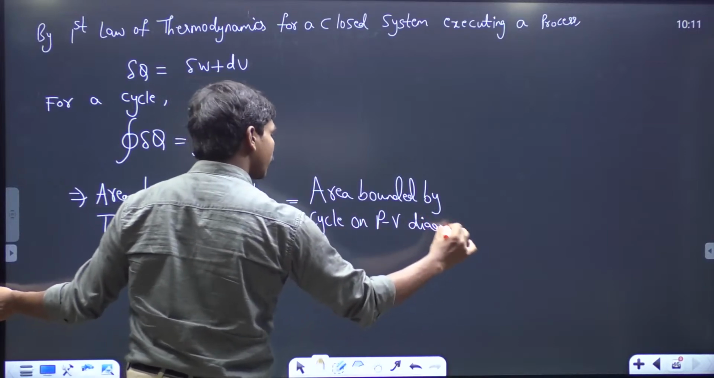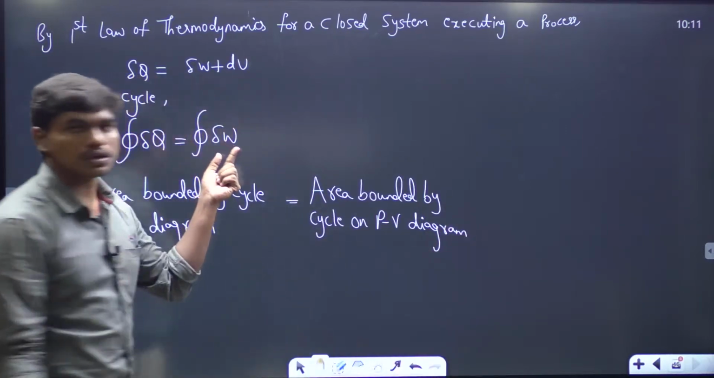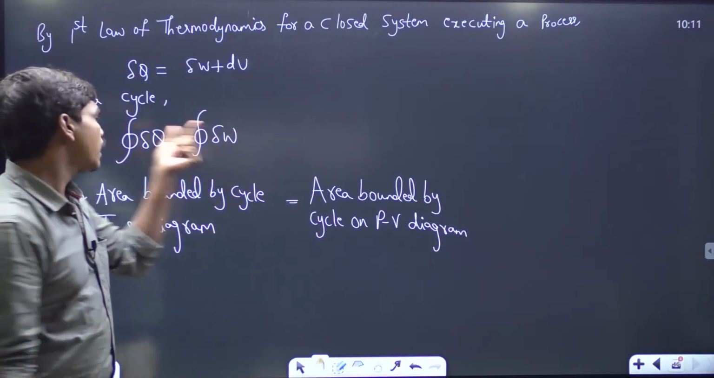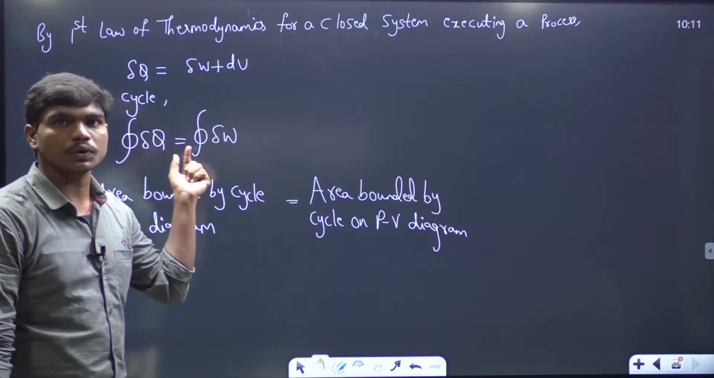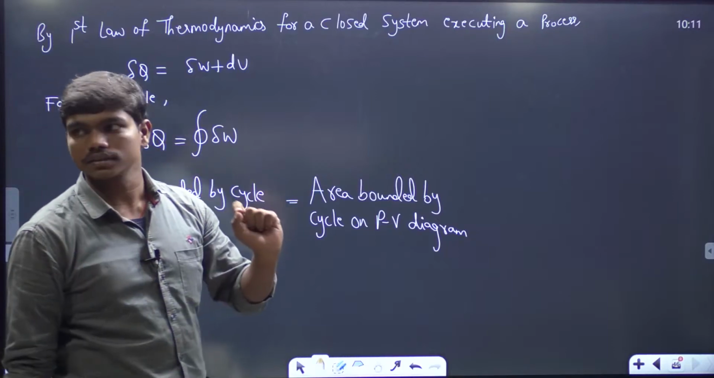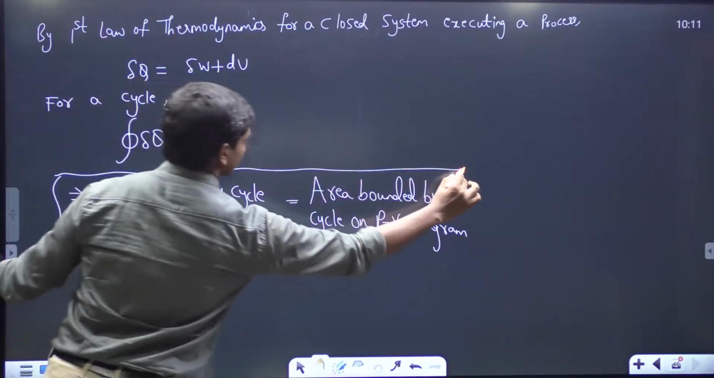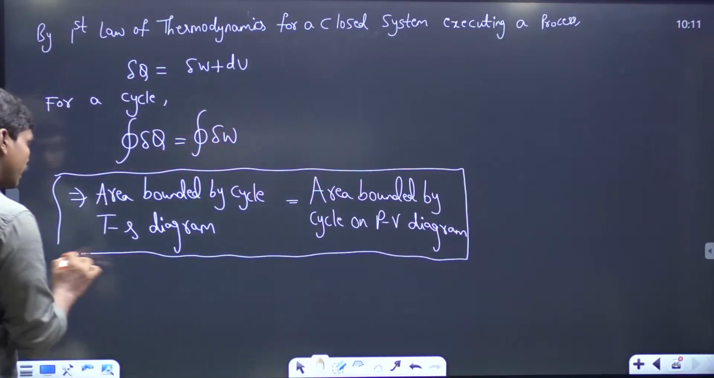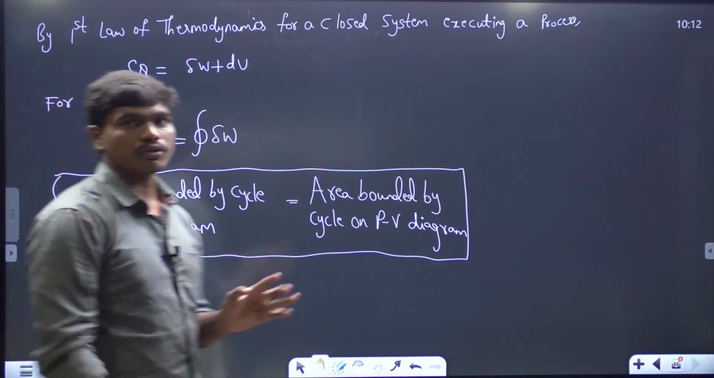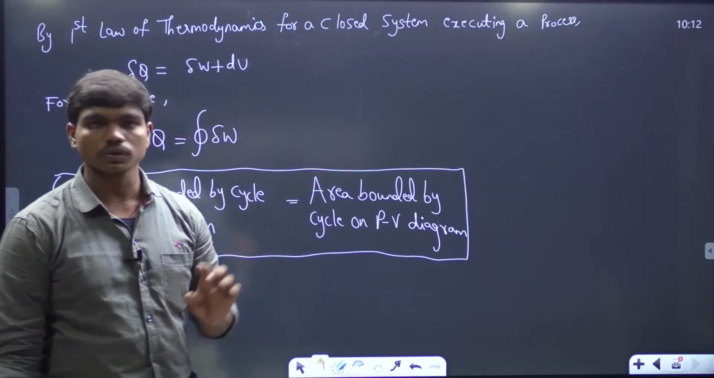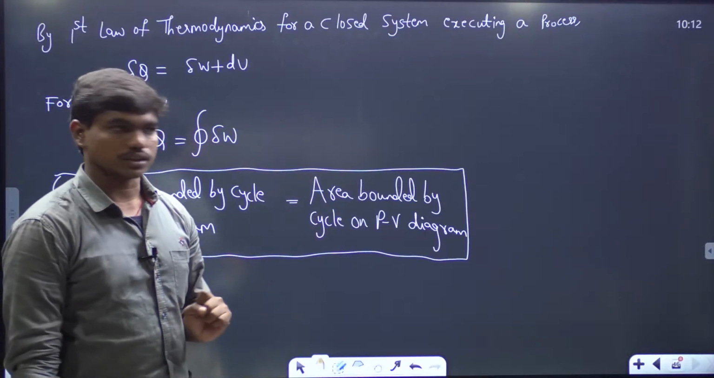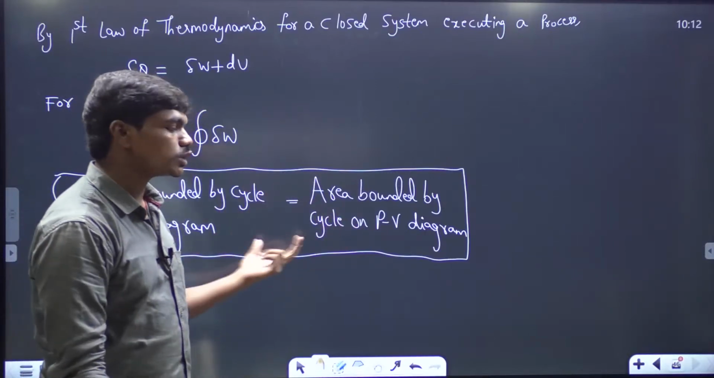Correct? Because the cyclic integral of this term will give you the total work interaction that's taking place in that cycle, and the cyclic integral of del Q will give you the total heat interaction that's taking place in this cycle. So if you plot a cycle on PV and TS axes, the area bounded by both the curves is the same if the system is closed and executing a cyclic process. Clear? Did you all understand why these two areas should be equal?